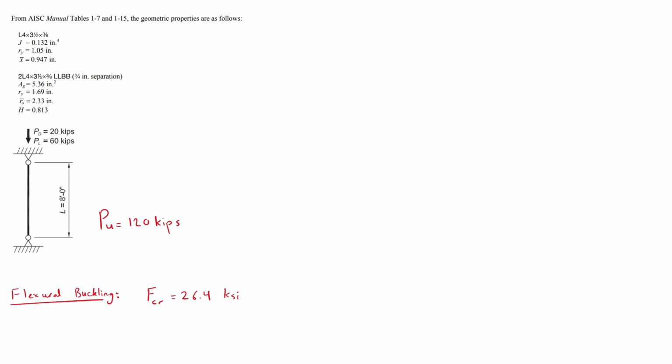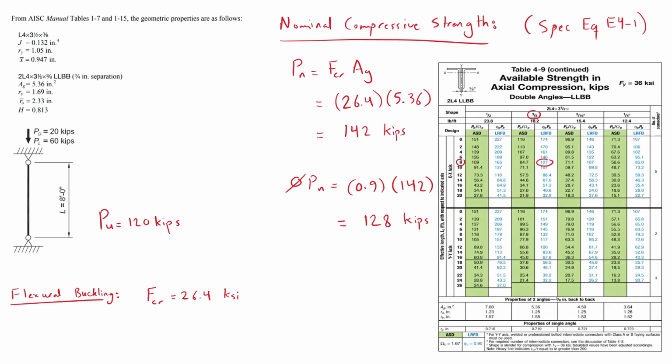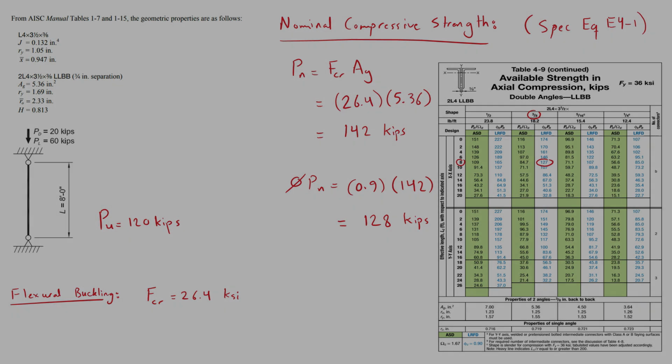The final step is to calculate the nominal compressive strength, followed by the allowable compressive strength, which is greater than 120 kips, and thus the member is adequate. Again, we see that it's the same value we previously found by using Table 4-9 from the AISC manual. So please make sure to use the tables whenever it is possible to save time and possibly avoid computational mistakes that usually accompany lengthy calculations.